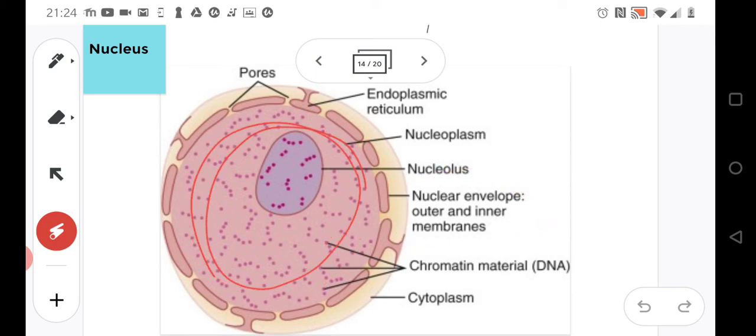Inside we have this DNA, as we told already. Most of the time it is in the form of chromatin. Before division it is in the form of chromosomes. Okay, I suppose it's enough for today.